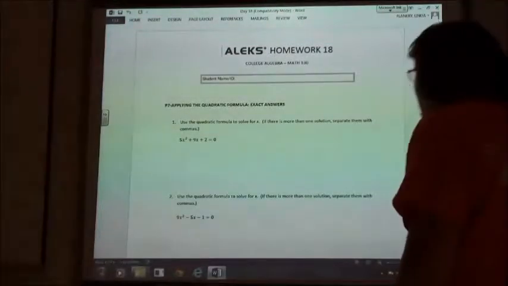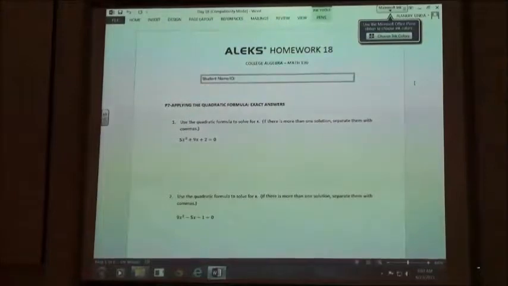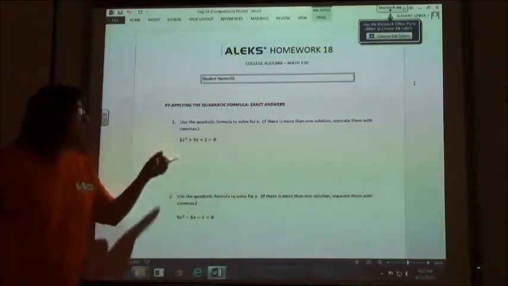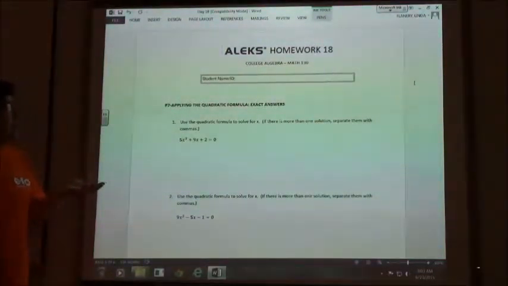So homework 18, we are applying the quadratic formula. When we solve a quadratic equation, there's lots of ways to solve it. You could solve it by graphing and finding where it hits the x-intercept. We already solved it by factoring. Another way is using the quadratic formula. The nice thing about the quadratic formula is it works all of the time, where factoring doesn't always work. If you tried to factor this one, it'd never work out.